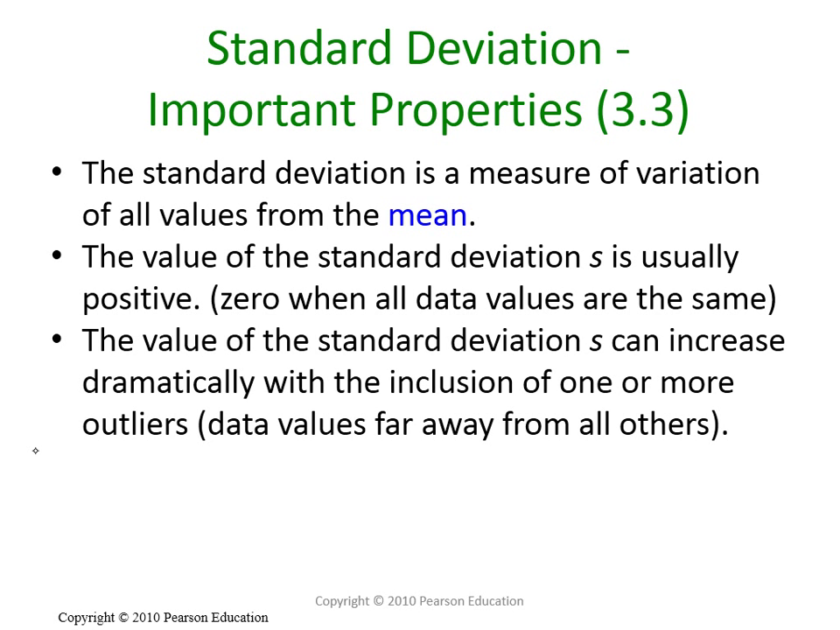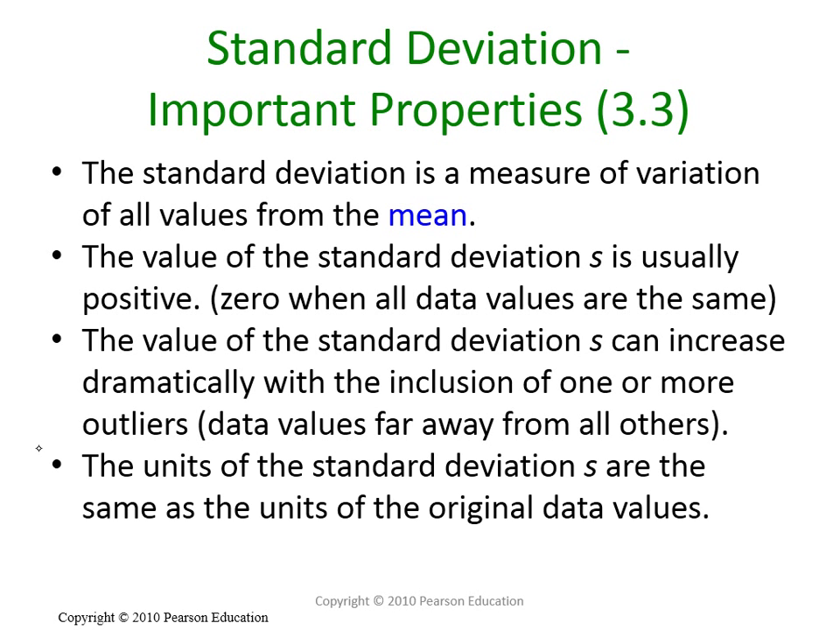I do want to go back and make sure you recognize you will never have a standard deviation that's negative. If you think about the formula, you're squaring numbers, that will make them positive. Square roots are always positive, so there's absolutely no way that you're going to have a negative standard deviation.